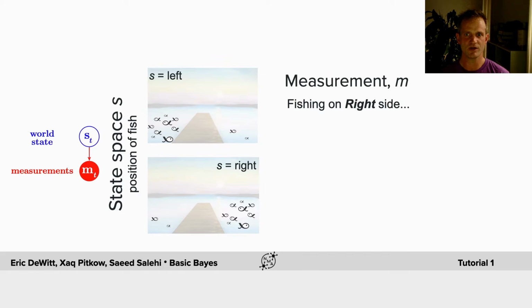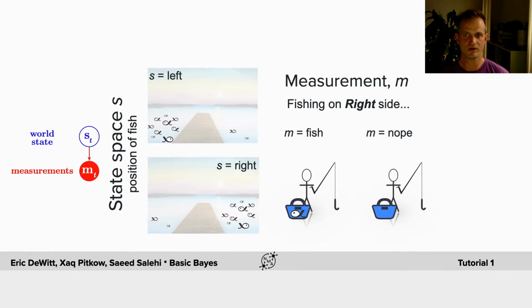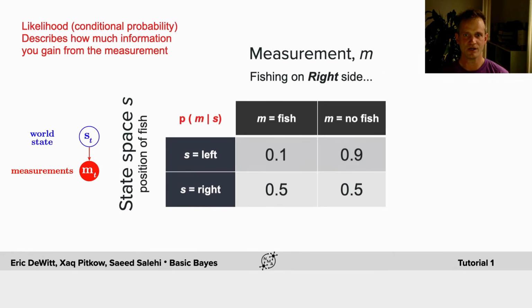So imagine we were fishing on the right, or observing somebody fishing on the right, then our measurement would be based on the likelihoods of where the fish are, given that we are fishing on the right. So we either get a fish or we get no fish. Now, this forms a conditional probability table or a likelihood table. Here you can see that the probability, if the fish are actually on the left, of you catching a fish is 10%, whereas if the fish are actually on the right, it's 50%. Remember, this is for fishing on the right.